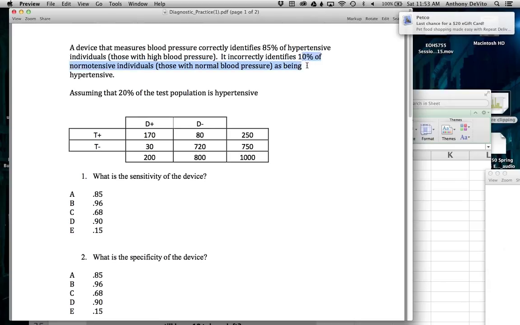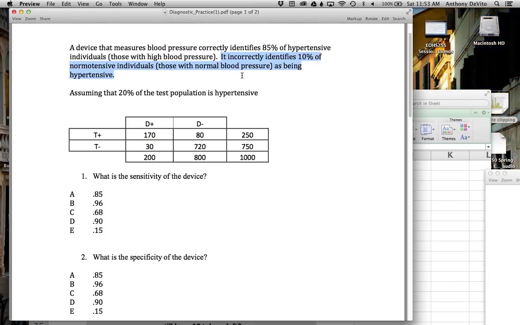It incorrectly identifies 10% of normal people as being hypertensive. Oh, it makes a mistake on 10% of the people who are normal. That means it gets normal people right 90% of the time. Kind of like threw a little twist there, right? So it's specificity. The percentage of the time it correctly identifies people who are not hypertensive is 90%. It makes a mistake 10%.